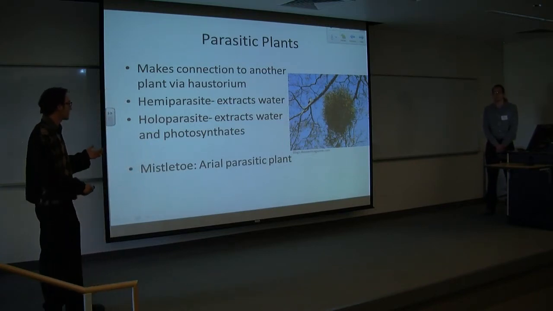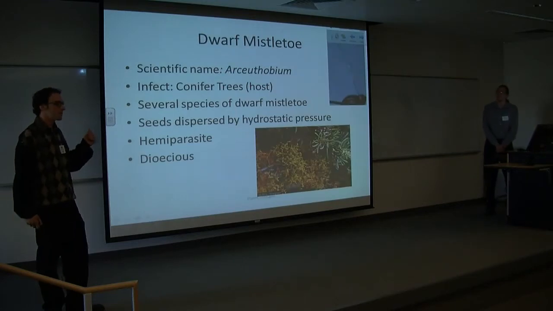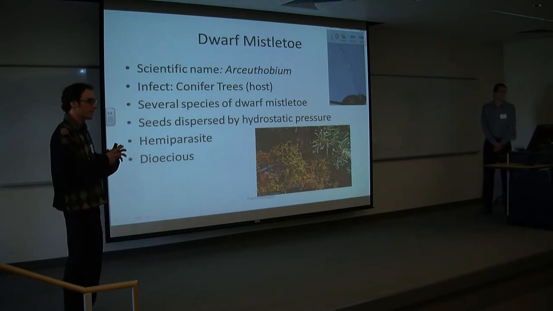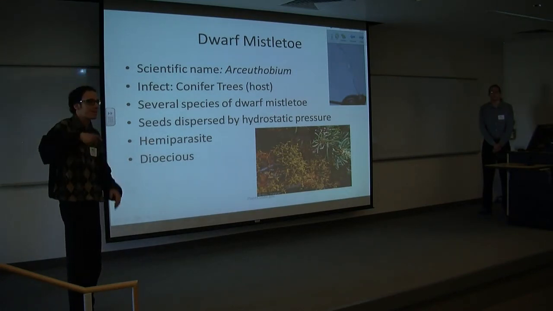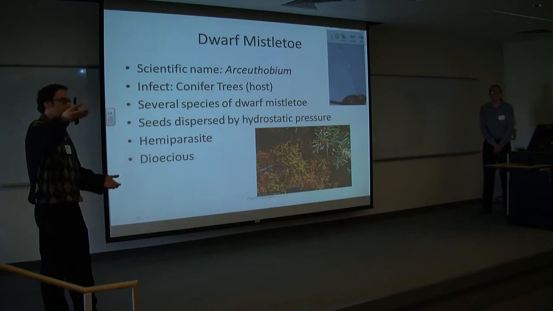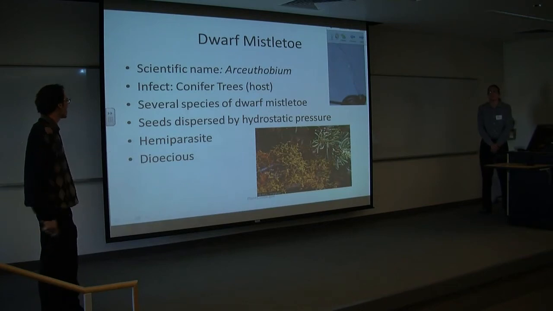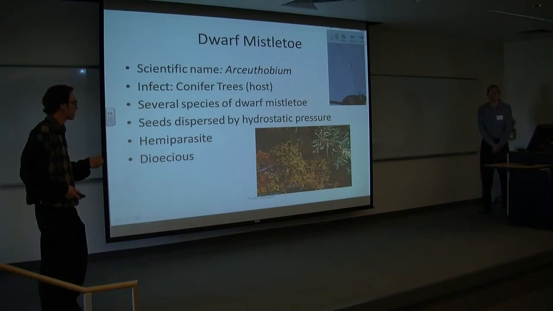Now, that's how mistletoes typically reproduce and spread their seeds, but the dwarf mistletoe, which is the specific genus that we're looking at, disperses its seeds by building up hydrostatic pressure in its fruit to a point where the seed just shoots out of there at about 50 miles an hour and lands, hopefully, on a nearby tree, and that seed can grow on that tree. It doesn't have to pass through a bird in order to live on another tree. Now, it is a hemiparasite still, so it has functioning chloroplasts, but it's going to extract both water and photosynthetic materials from the plant.